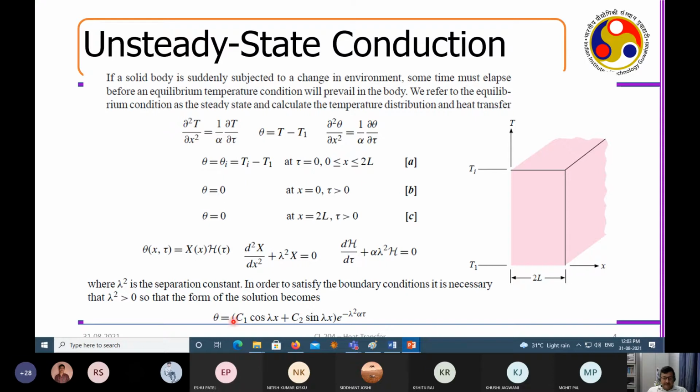So you can see this is capital X, a function of small x, and this is capital H, a function of tau. So with a very simple assumption, I am able to follow the spatio-temporal solution. Spatio-temporal means space and time. So this is temporal, time. This is spatio, this is space. So I have a spatio-temporal solution for theta.